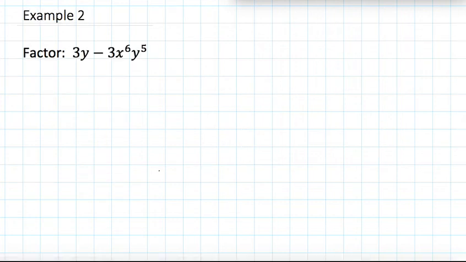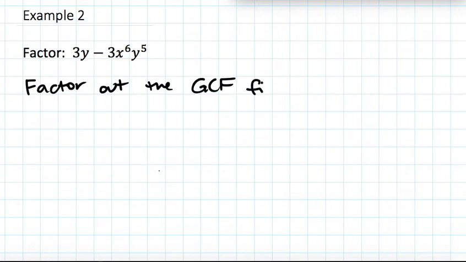So next we're going to look at example 2. You see in this one we have 3's, which are not numbers that are perfect squares. In this problem, what I need to do is factor out a GCF first. So if you see something where it has two terms, it has a minus sign in the middle, but you know the numbers aren't perfect squares, then what you want to do is look for a GCF that you can factor out, and that will give you something that you can then factor using difference of squares.